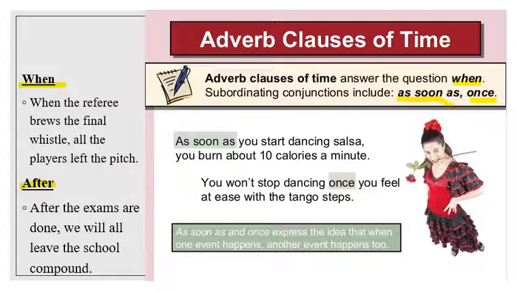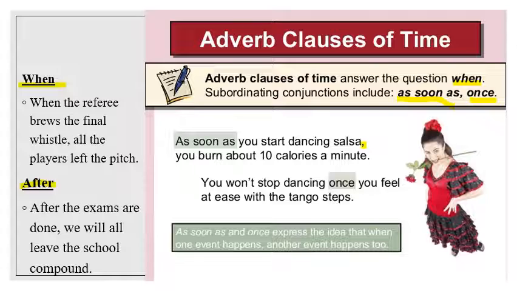For example, as soon as you start dancing salsa, you burn about 10 calories a minute. You can see that as soon as you start dancing salsa is the dependent clause initiated by the subordinating conjunction as soon as, and then you burn about 10 calories a minute is the independent clause. And you can see that there is a comma between them since the dependent clause came at the beginning.